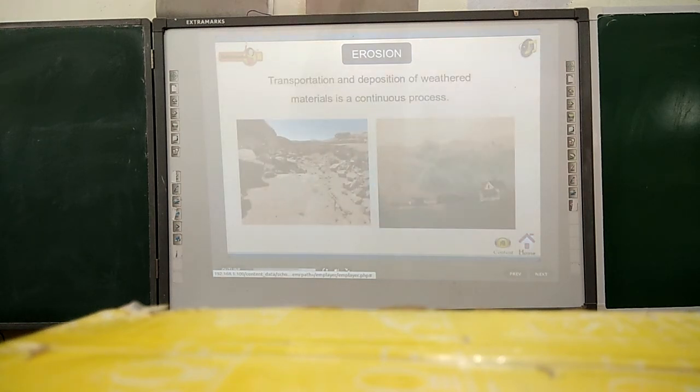Transportation and deposition of weathered materials is a continuous process. That is what is erosion. When rainwater comes, when the water flows at a very high speed, the water carries particles. Due to the speed of water, it collects some of the particles, brings them downwards and deposits them. That is what is called erosion.